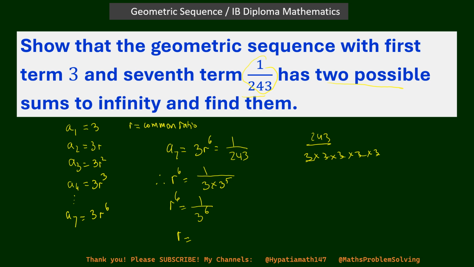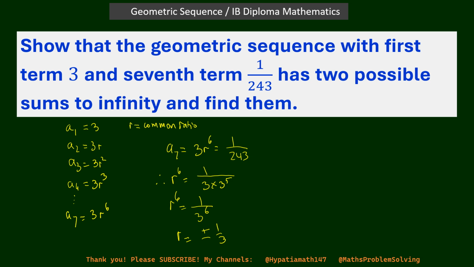Therefore r would be plus or minus 1 out of 3. Because if you had r is minus 1 out of 3, then r to the power 6 would be 1 out of 3 to the power 6. You know, it's an even power. And obviously we could also have r equals plus 1 out of 3. So when we do r equals plus or minus 1 out of 3, you would get different sums to infinity.